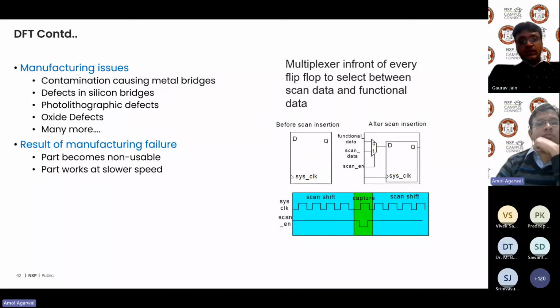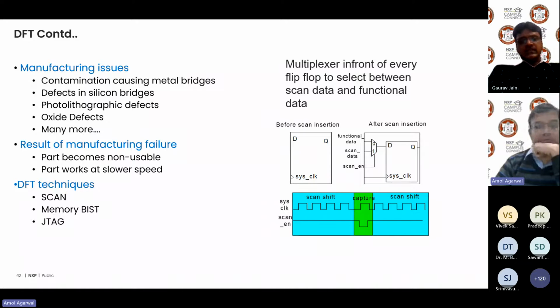So what is the result of a manufacturing failure? It could lead to a part becoming non-usable at all, right? Where we need to throw that part away. And the second implication could be that the part cannot work at the spec frequency or at the full frequency. So we may need to sell that part at a slower speed, right?